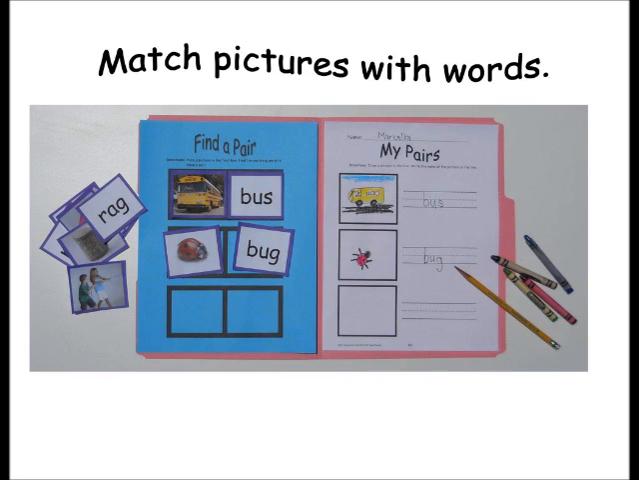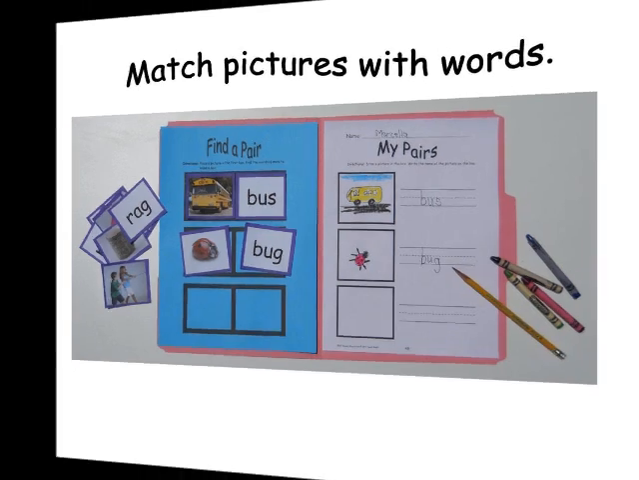And then I put a coordinating reproducible on the right so they can actually draw their picture and write the word. And then this gives me some accountability, especially if you put this at a center, so that you know what they've done and they can turn those pages into you and you can see how far they've progressed.